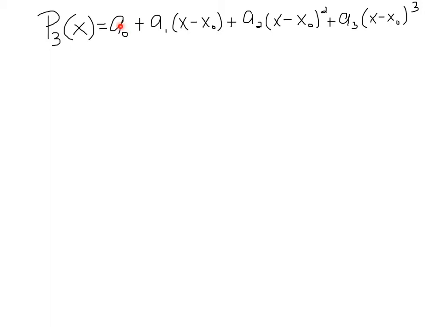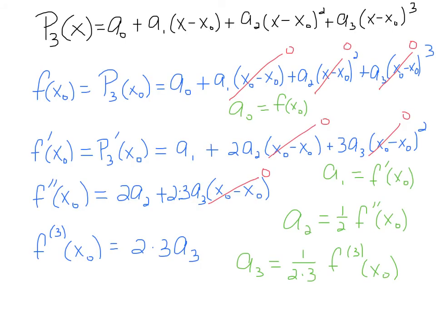So a naught is equal to p3 of x naught. But remember, we wanted that to be exact. We wanted that to equal the function at x naught. So p3 of x naught is equal to f of x naught, and just as I said before, all these other terms go to 0, so that implies that a naught is equal to f of x naught. Now, remember the condition I mentioned earlier, that we want all the derivatives to match, so we'll use those conditions to derive the other coefficients.